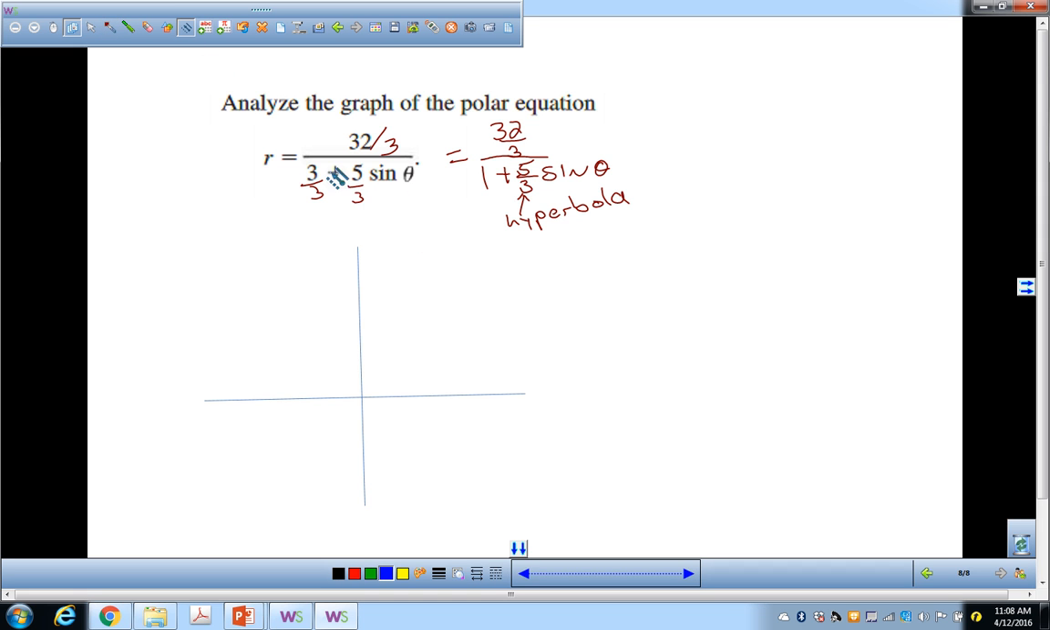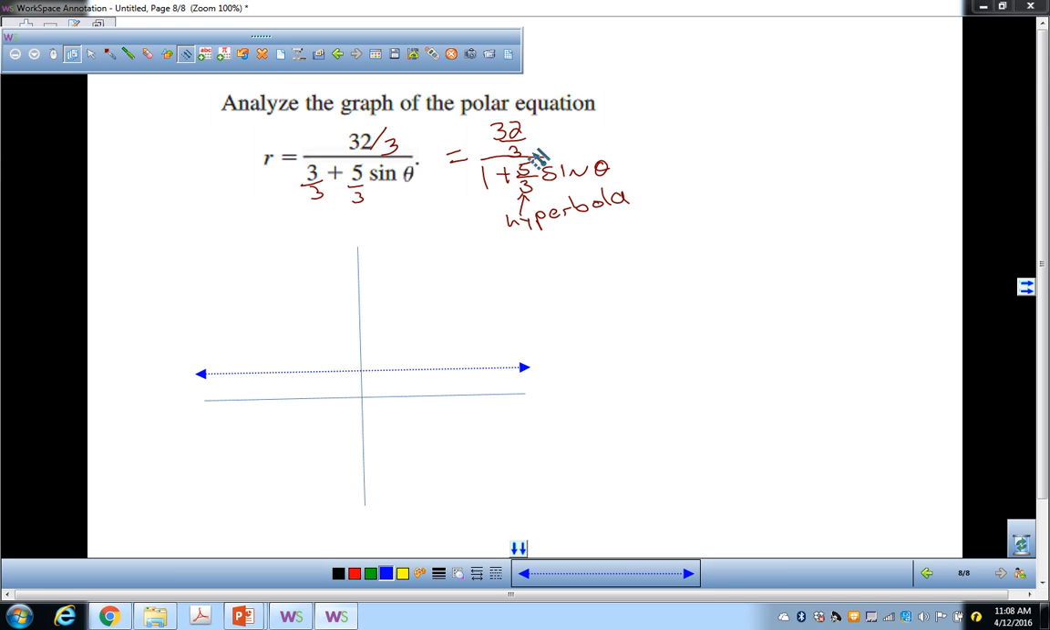Now I'm just going to draw a quick little sketch. It's sine, it's plus. Is my directrix above or below the polar axis, and is it parallel or perpendicular to the polar axis? Parallel. Is it above or below? Above. Okay? So my directrix is somewhere over here. If I want to find exactly where that directrix is, this number up here, 32 thirds, that's ep. Remember, from ep over 1 plus e sine theta, right?